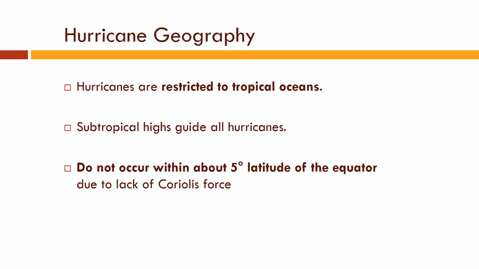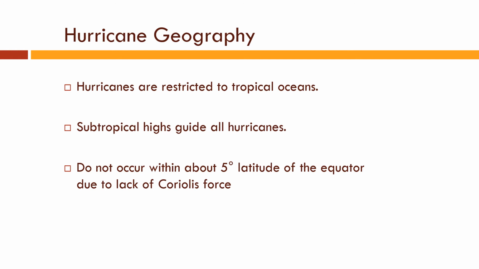Subtropical highs guide hurricanes, and I'll show you what I mean in the next graphic, but subtropical highs tend to redirect hurricanes. So you'll see this sometimes: a hurricane is heading along a fairly straight course and then suddenly curves off to the right. That is because of the influence of the subtropical high. Also important to note, we typically do not get hurricanes within about 5 degrees latitude of the equator because the Coriolis effect is basically nil there. It's not strong enough to sustain the hurricane's spin.